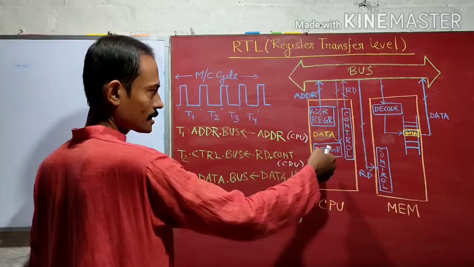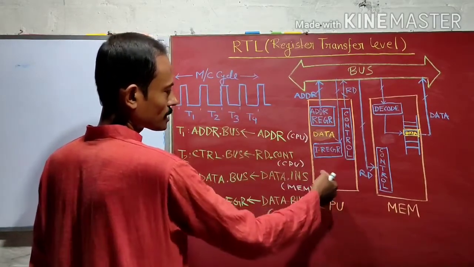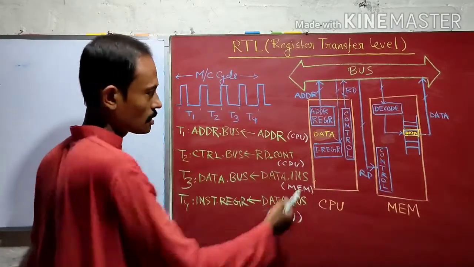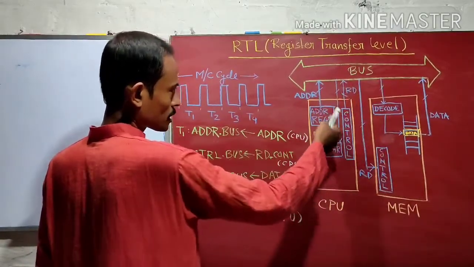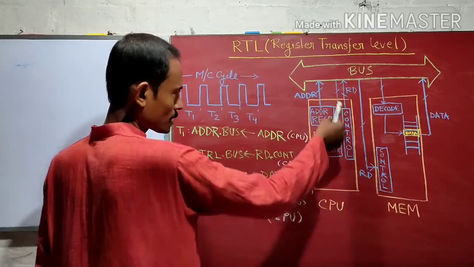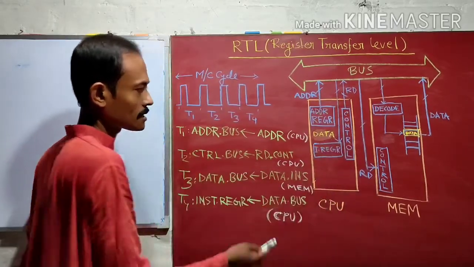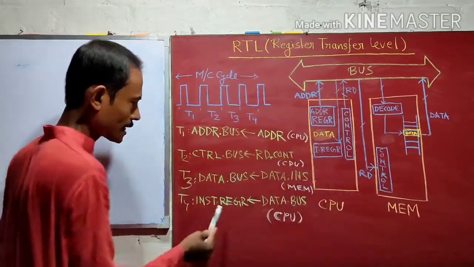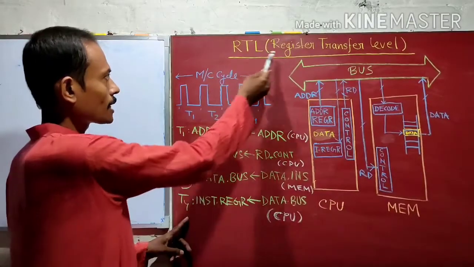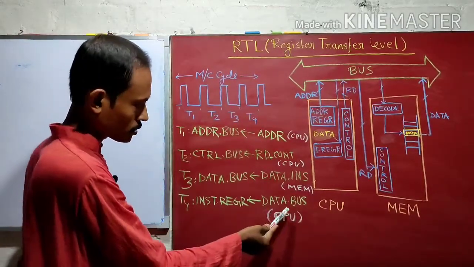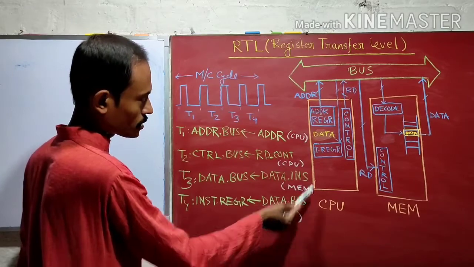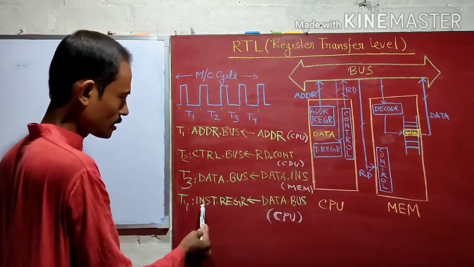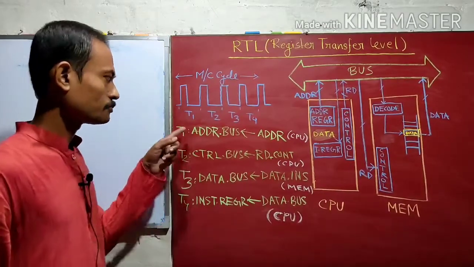But if we fetch the data, then that data can be placed in another register, that may be a data register, because within the CPU there are so many registers. So here, as we are fetching the instruction, the register that holds this instruction we mention as the instruction register. So the required data will be stored in the instruction register. That will be written here in the form of an RTL, register transfer level instruction. So the data that is present within the bus will be placed on the instruction register.